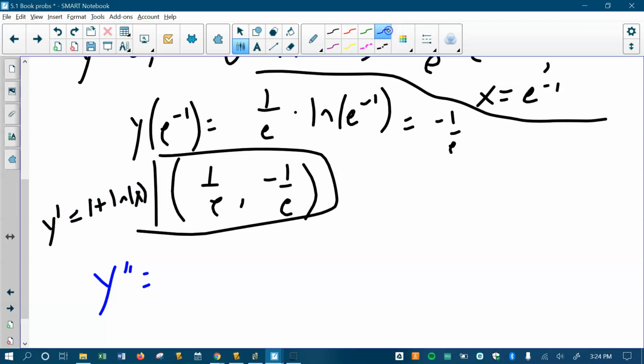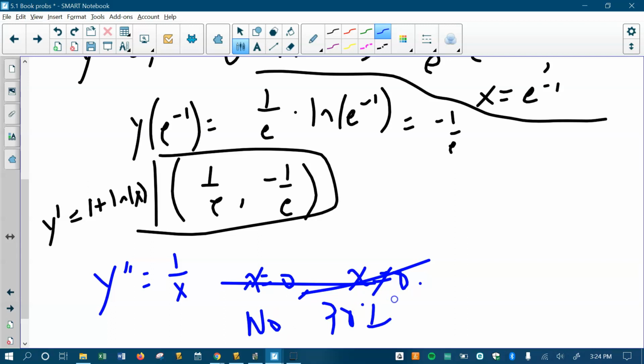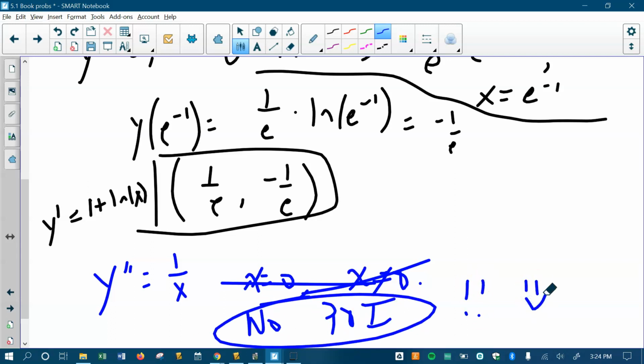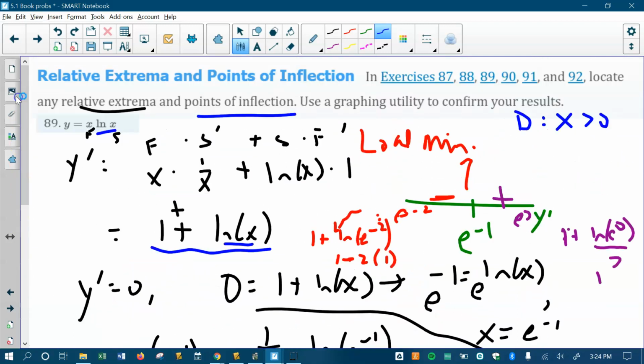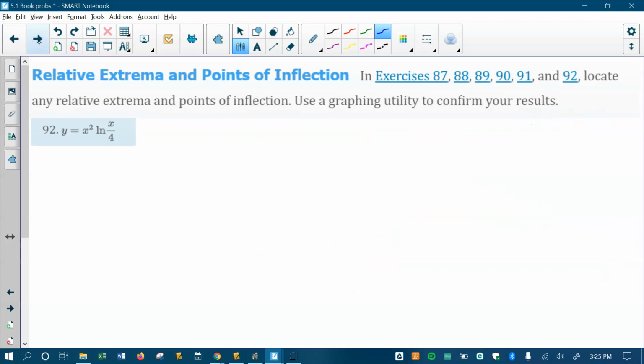So the second derivative is equal to the derivative of 1, which is 0, plus the derivative of ln of x, which is 1 over x. If we're looking for critical values here, x can equal 0, but x cannot equal 0 because that's outside of our domain, which means no points of inflection. Our work is done. You can use the graphing utility to check your result on your own.